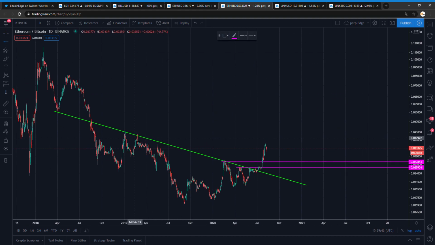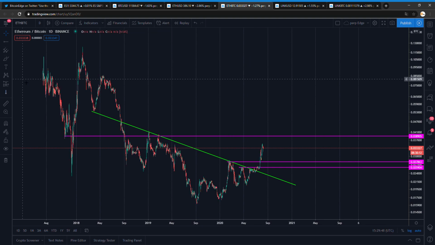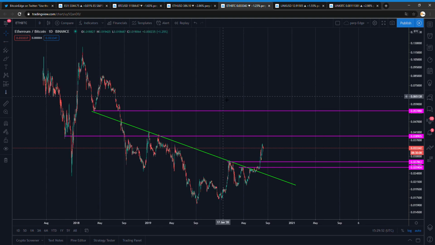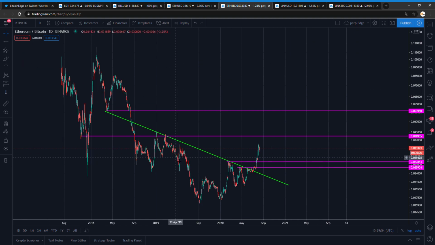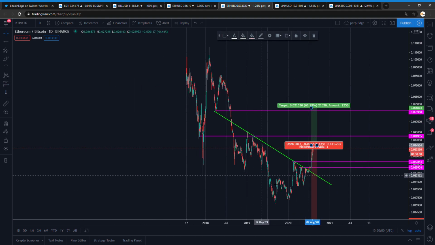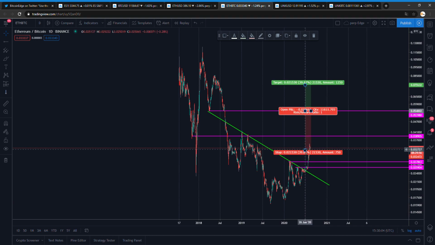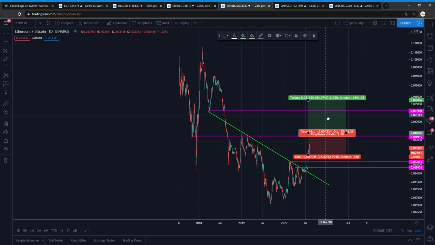So next point Ethereum will go for me is, I think, yeah, this is a good level, and eventually this one. And I have no trouble seeing Ethereum going there. So for me, trade setup would be something like this.